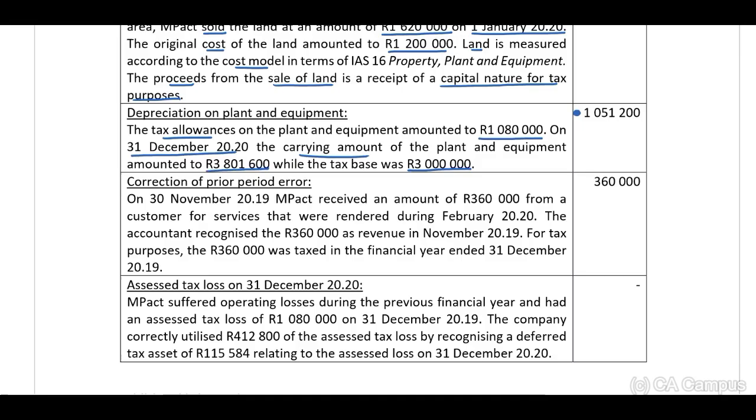Correction of prior period error. On 30 November 2019, Impact received an amount of 360,000 from a customer for service that were rendered during February 2020. The accountant recognized the 360,000 as revenue in November 2019. Okay guys, look at this. In 2019, they received the 360,000, but the services will only be rendered in February 2020. Then the accountant recognized the amount as revenue in November 2019. For tax purposes, the 360,000 was taxed in the financial year ended 31 December 2019.